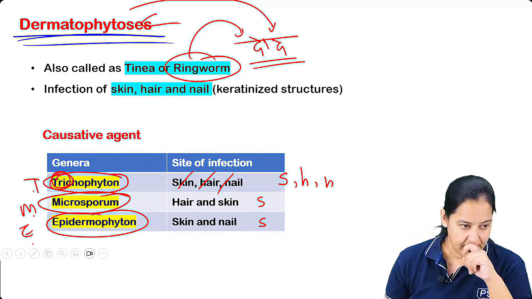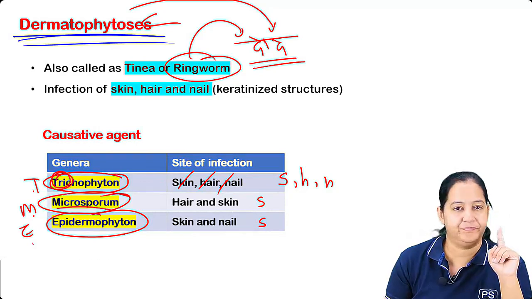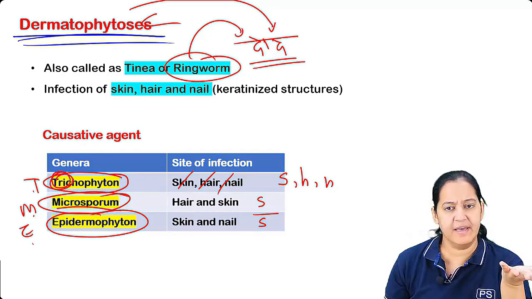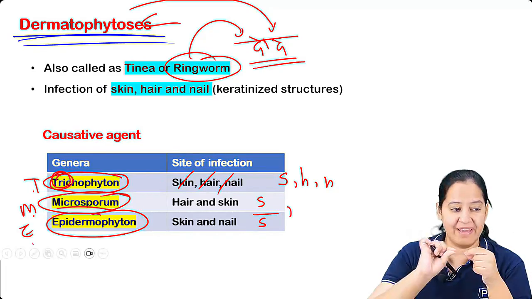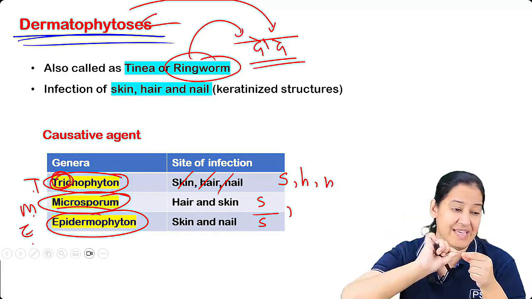The second is Microsporum. In Microsporum, skin is there. Skin is everywhere. But micro means very small. What is hair like? Hair is a very thin structure.